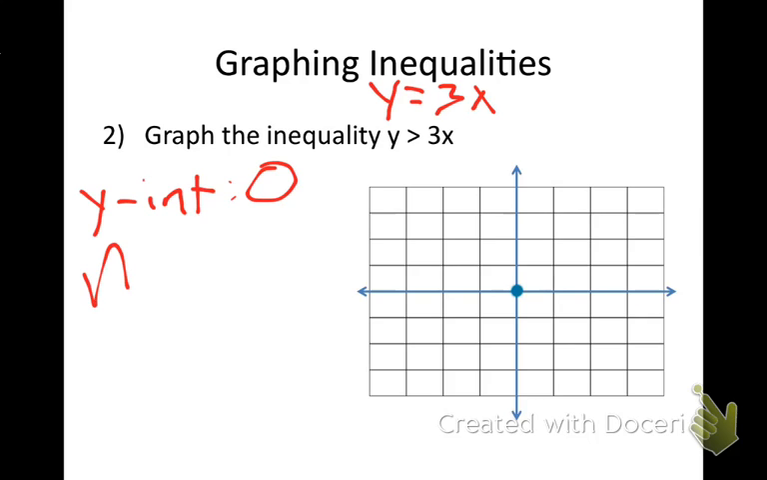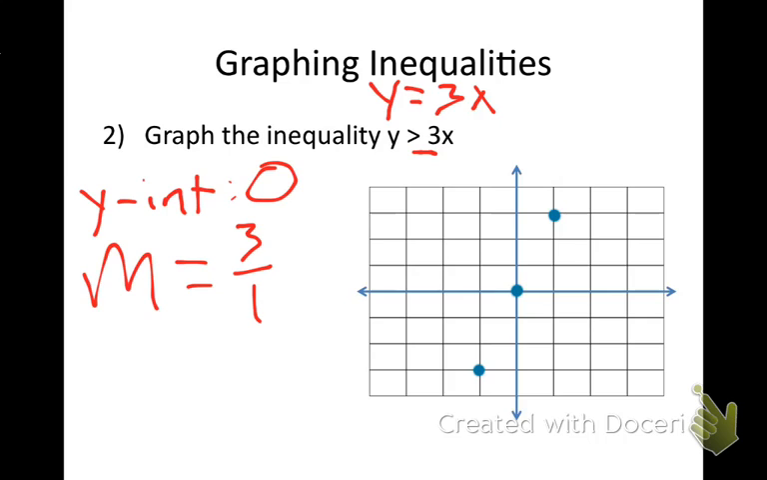Now I'm going to find my slope. What is my slope, Autumn? What did you say? Very good. So 3 over 1. So I go up 3 over 1. Or I could go down 3, left 1. I get my points. Solid or dashed line?